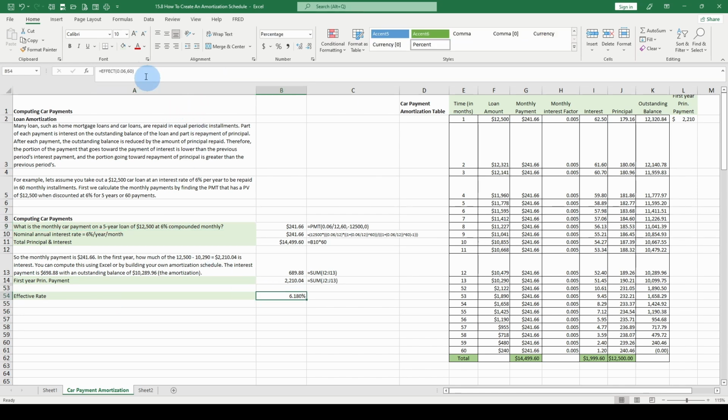So what you do to compute the effective rate, you use another Excel function, and it's the EFFECT function. What that means is it computes the effective rate, and you take the nominal rate, which is the 6%, and the number of periods. You have a 5-year loan, 5 times 12 is 60. Your effective rate is 6.180, but your contract rate is 6%. That's the impact of compounding.